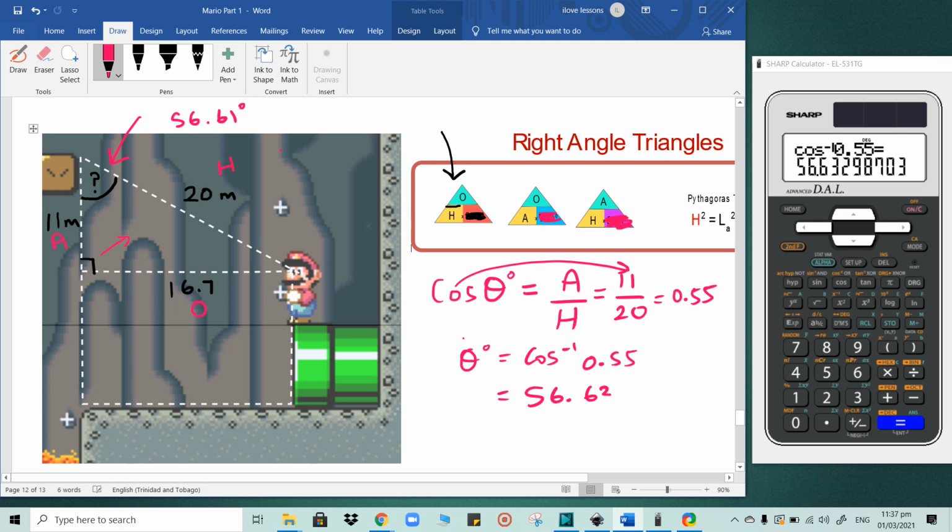56.63. So 56.6. The moral of the story is, whenever you have the length of all three sides of a right angle triangle and you want to find a particular angle, you can use either sine, tan, or cosine, but be very careful. If it's sine, you have to use opposite and hypotenuse. If it's tan, it's opposite and adjacent. If it's cosine, it's adjacent and hypotenuse.